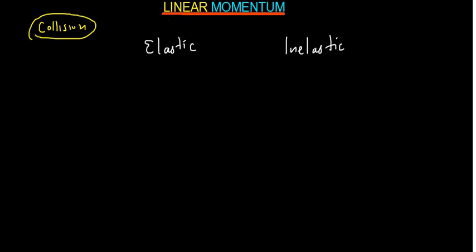In an elastic collision, you need to know that momentum is conserved. And in an inelastic collision, momentum is still conserved, meaning that the sum of the initial momentum is equal to the sum of the final momentum. In an elastic collision, kinetic energy is also conserved. But in an inelastic collision, kinetic energy is not conserved. So this is what makes these two types of collision different.